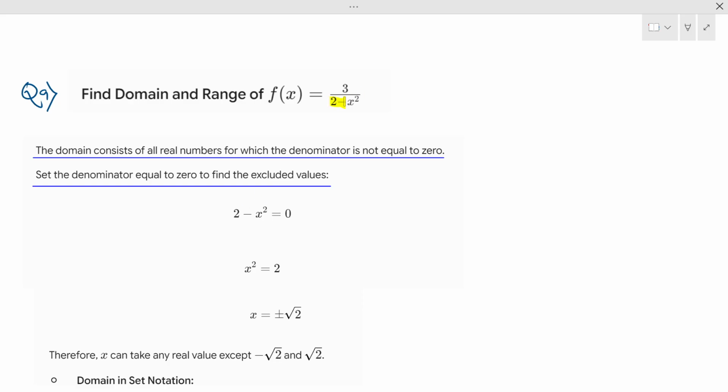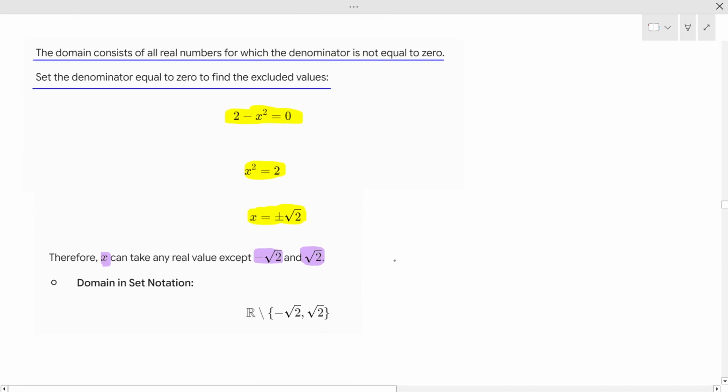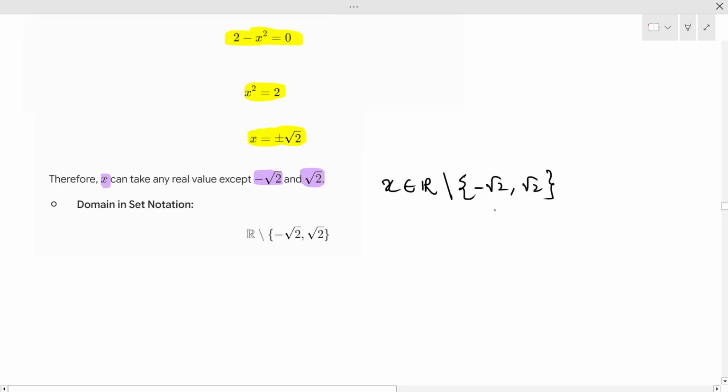So if we put the denominator as 0, 2 - x² is 0, that means x² will be 2, so x will be ± √2. Therefore x can take any real value except -√2 and √2, and for this we can write that x belongs to R except -√2 and +√2, right? So this will be the domain.